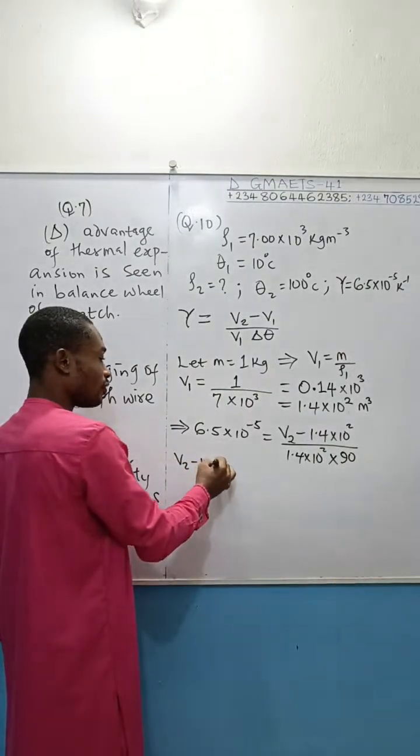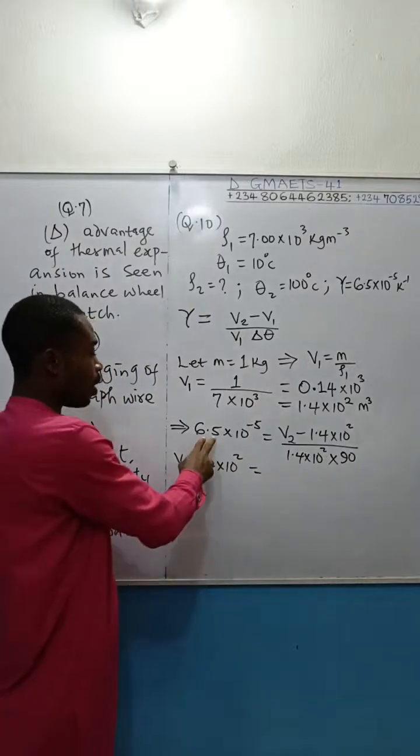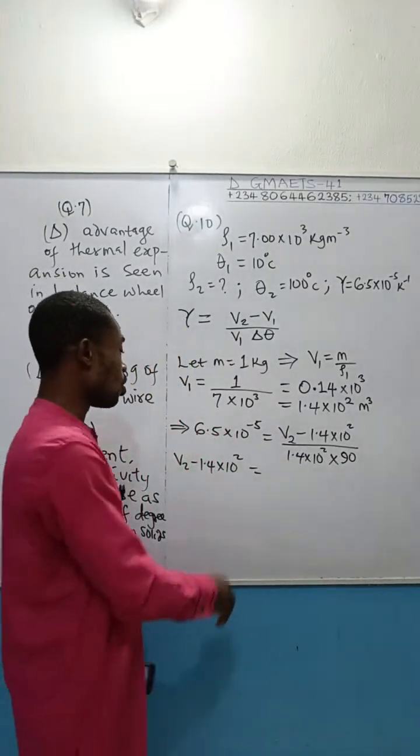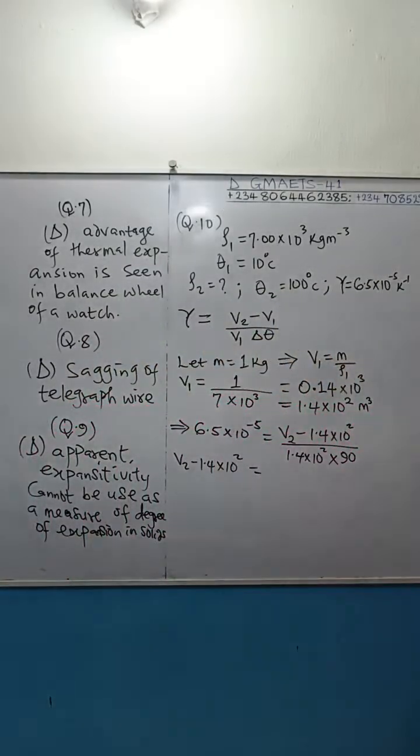V2 minus 1.4 times 10 to the power of 2 is going to be equal to, we shall multiply these terms together. We don't have enough time to go multiplying this. I'm going to reach out for my calculator now. I've tried doing a lot of work without a calculator, so I shall use a calculator. And we'll see what we can do there, right?